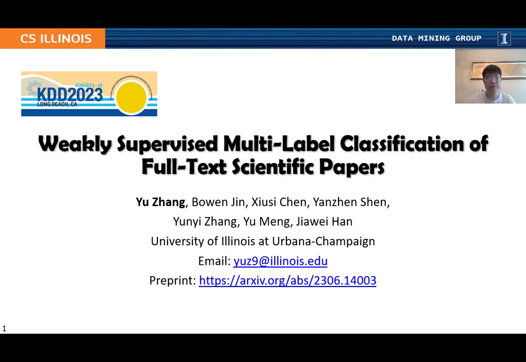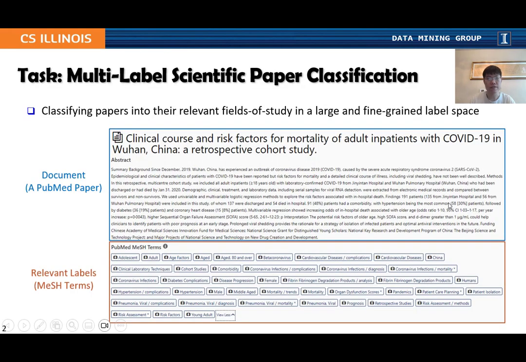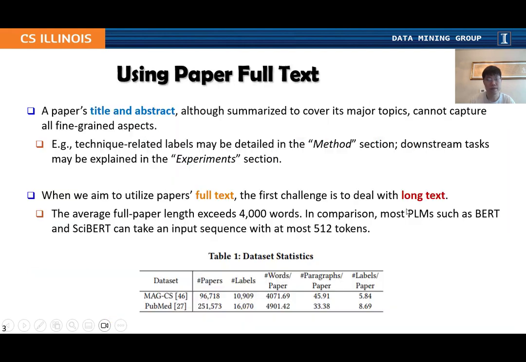Hello everyone, let me briefly introduce our KDD paper, Weakly Supervised Multi-Label Classification of Full-Text Scientific Papers. Our task is to classify papers into their relevant fields of study in a large and fine-grained label space. For example, given a PubMed paper about COVID-19, we want to predict its relevant labels, such as beta coronavirus, cardiovascular diseases, pandemics, and so on.